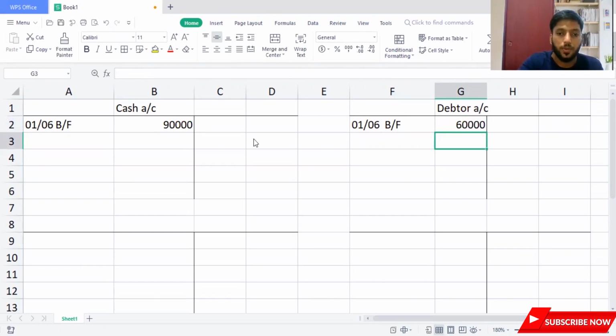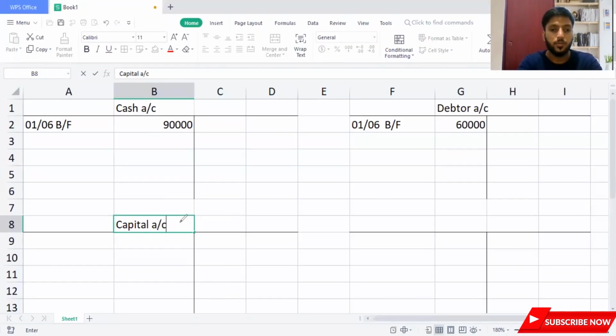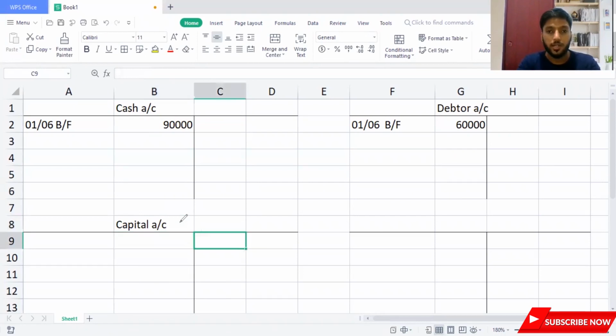What do we have to record? We have capital 70,000, so I'm going to record capital. Capital is an equity account. So capital is also known as equity. It's an investment made by the owner. So normally investment will always start on the credit side. Again with the date, I will start first 6th, brought forward. How much? We got 70,000.